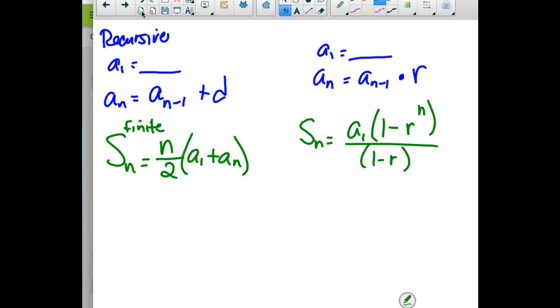Okay. If it's infinite, first term divided by 1 minus r. But the restriction is we can only do that if the absolute value of r is less than 1. So we need things for r like negative 1/2, positive 1/3. Okay, our numbers have to be getting smaller as we go, meaning our sequence is converging.